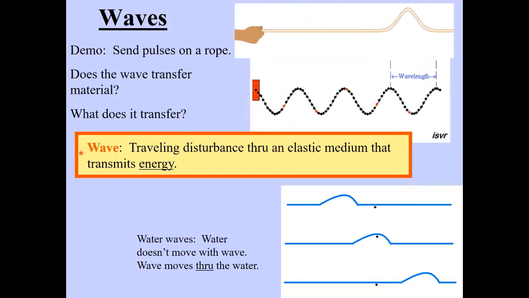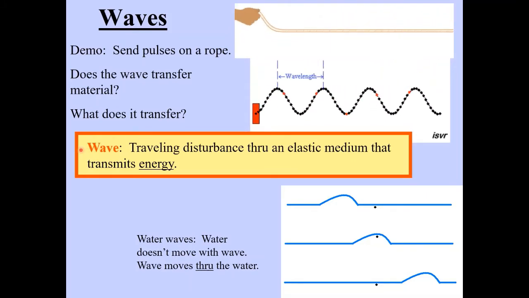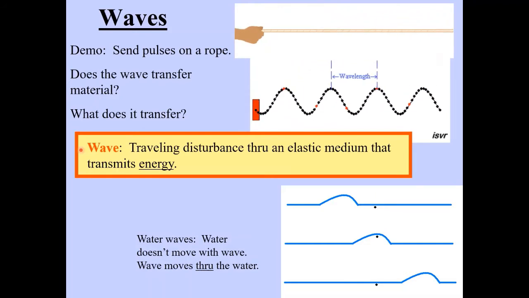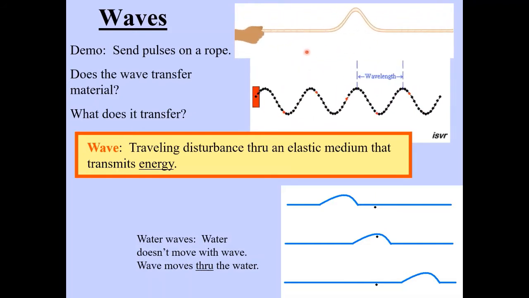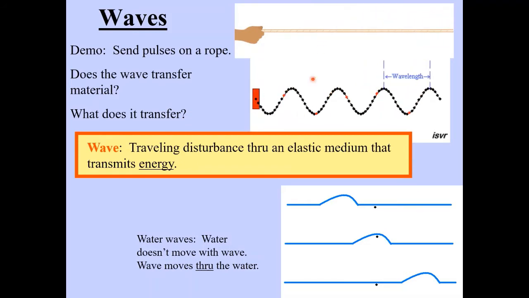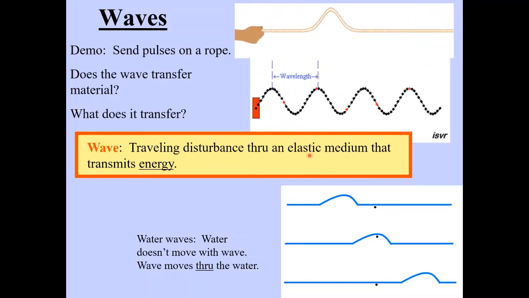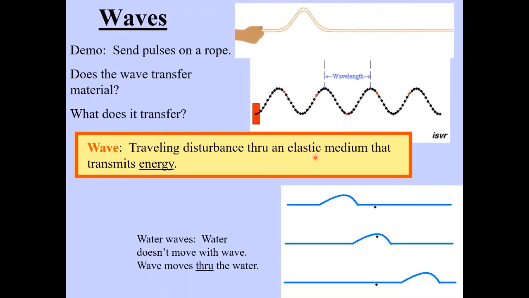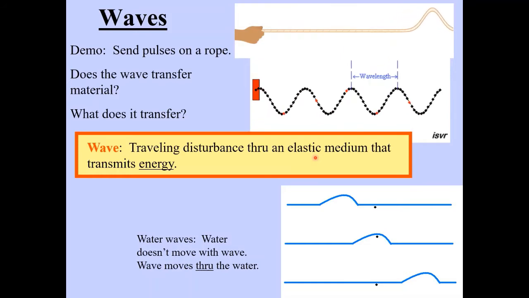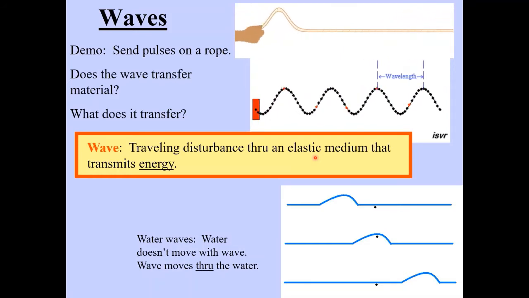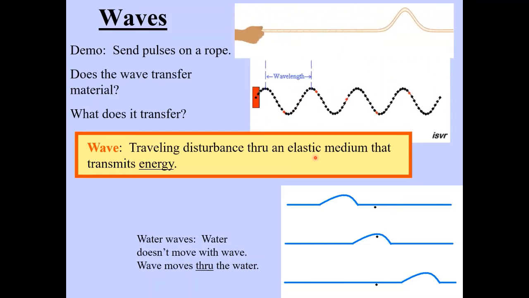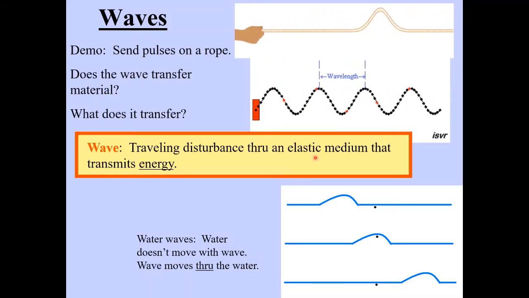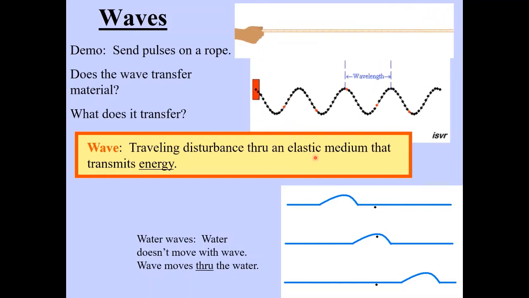So our definition of a wave is a traveling disturbance through an elastic medium that transmits energy. In this case, the rope is our elastic medium. What an elastic medium means is that it's a material or a substance that is basically stretchy. And most materials are elastic. Remember, we looked at this earlier in the course when we talked about Young's modulus, and even materials as hard as diamond do have elastic properties.